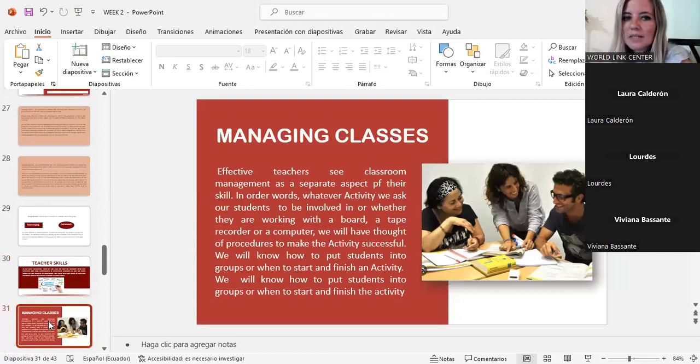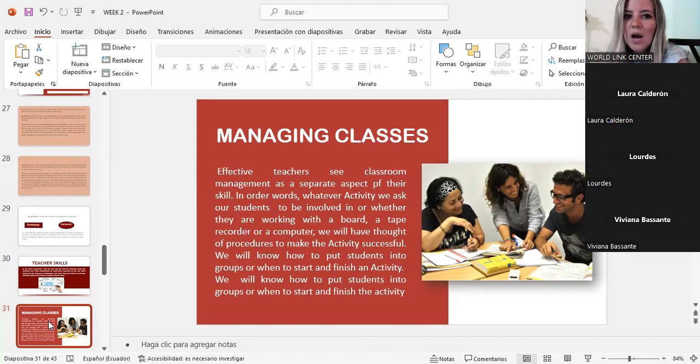Managing classes. Effective teachers see classroom management as a separate aspect, right, of their skill. In other words, whatever activity we ask our students to be involved in, whether they are working with a board, or whether they are working with a tape recorder or computer, we will have thought of procedure to make the activity successful.